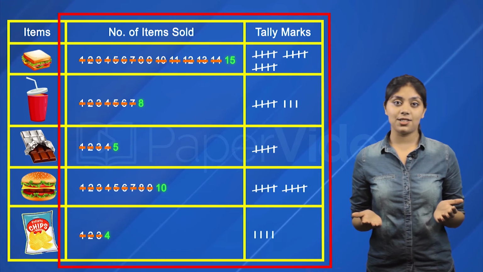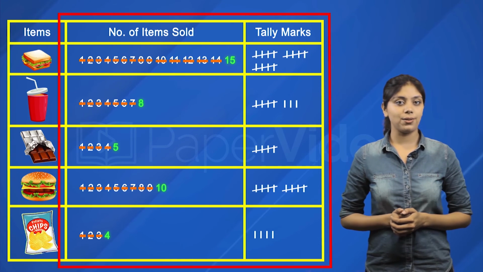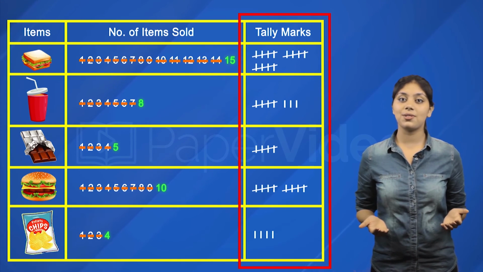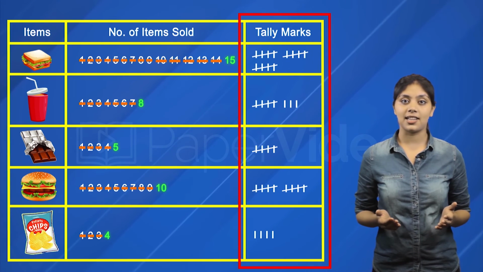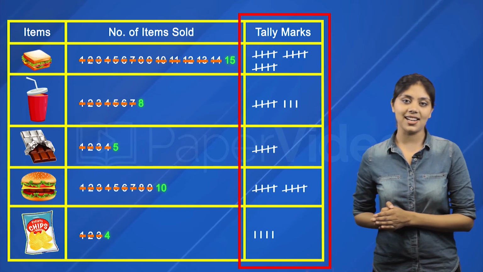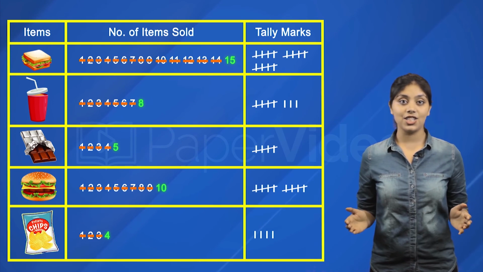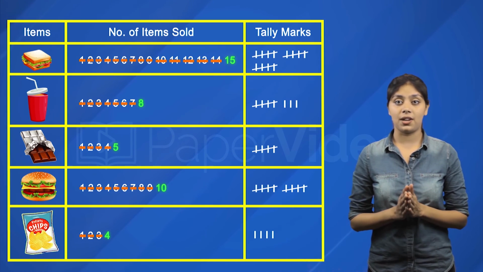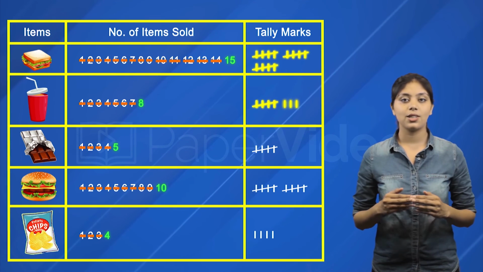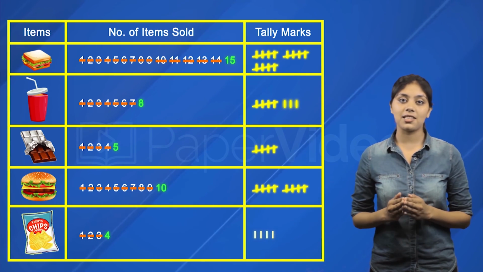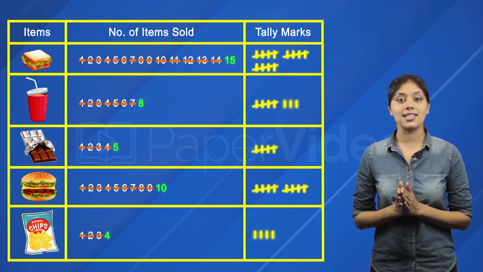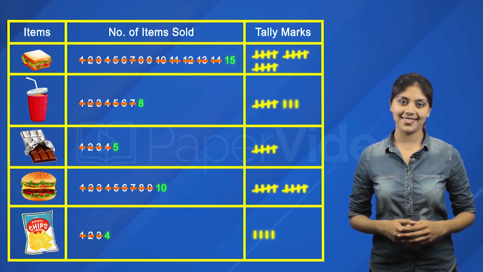Now if we compare these two columns, which one would you prefer to read? I'm sure you will choose this one because clearly this representation is much easier to read and understand. This means that when the observations are large, it may not be easy to find the frequencies by simply counting. So in such a case, tally marks make representation of frequencies easier and readable.